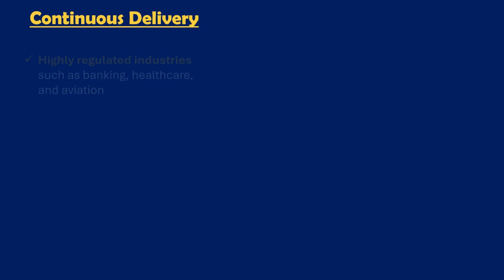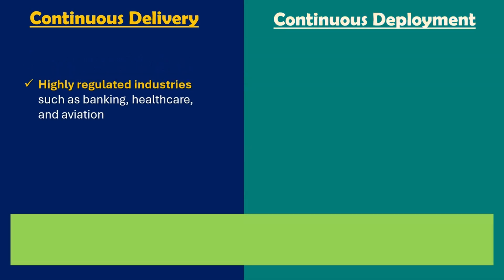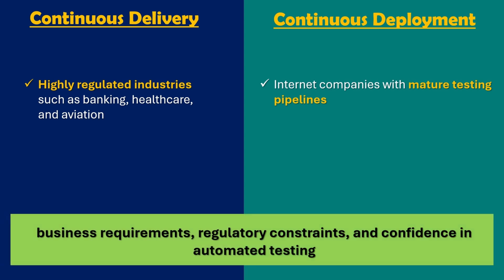Many highly regulated industries such as banking, healthcare, and aviation prefer continuous delivery because additional verification is required. Many internet companies with mature testing pipelines use continuous deployment to deliver updates rapidly. So neither of these approaches is universally better. The choice depends on business requirements, regulatory constraints, and the confidence in automated testing.